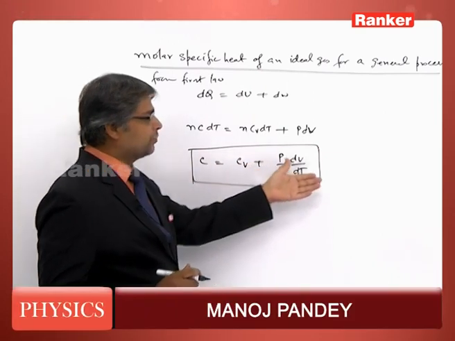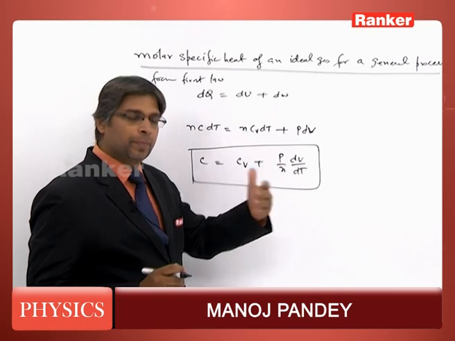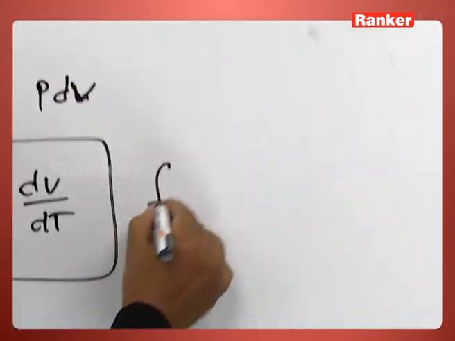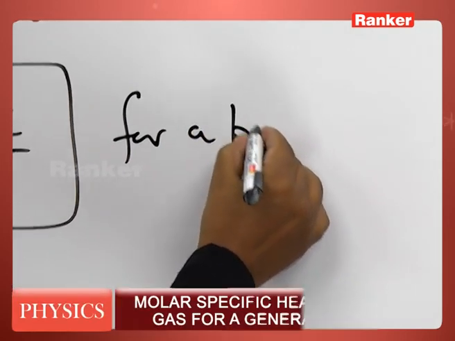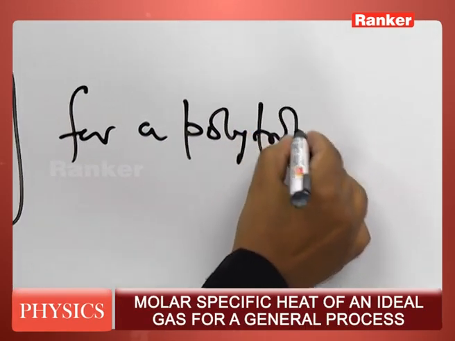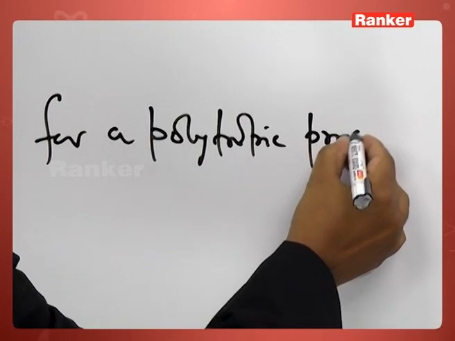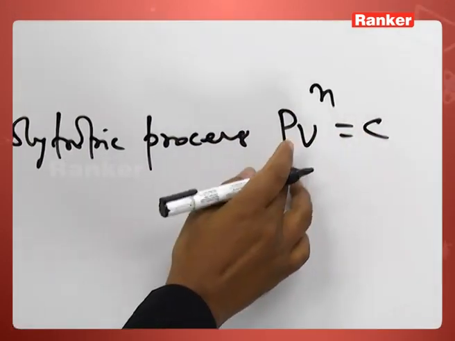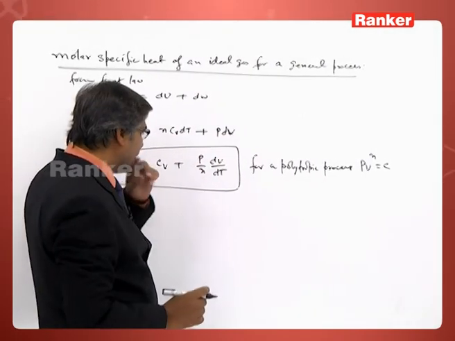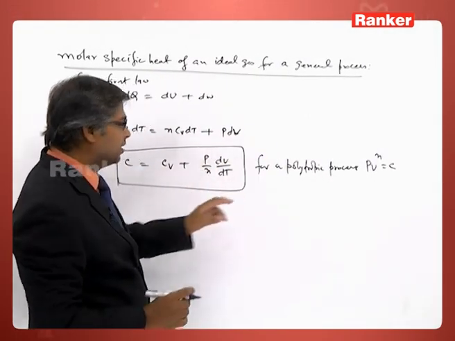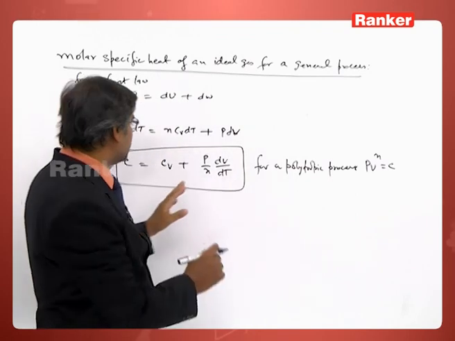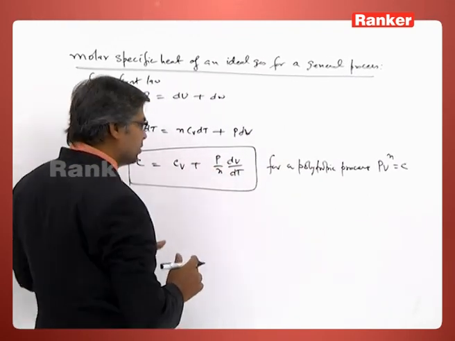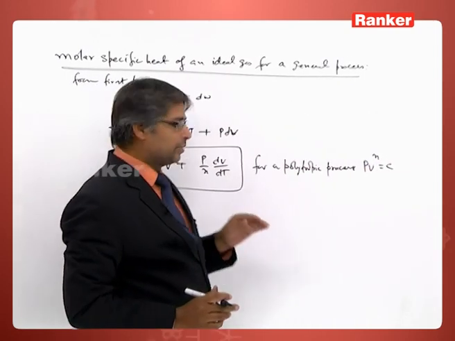For a general process, we use the expression for a polytropic process. For a polytropic process, PV to the power n is constant. So this n and the earlier n are different. This n is a general exponent, and let us write the number of moles as nu. So PV to the power n is constant.